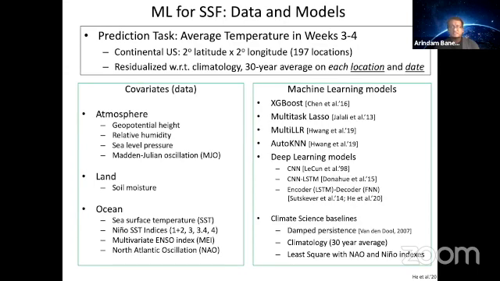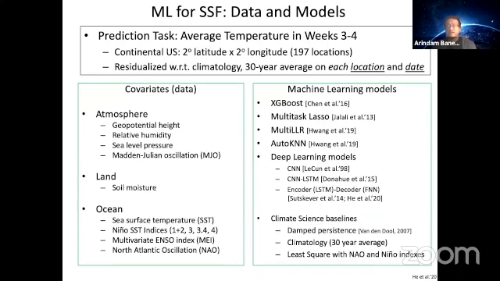So damped persistence, which is from this beautiful book on short-term climate forecasting by Van den Dool. Climatology, as I said, and something simple like a least squares using the NAO, the North Atlantic oscillation, and the NINO indices. So this is something simple you can quickly run and see how well it performs. So we're going to look at the results.